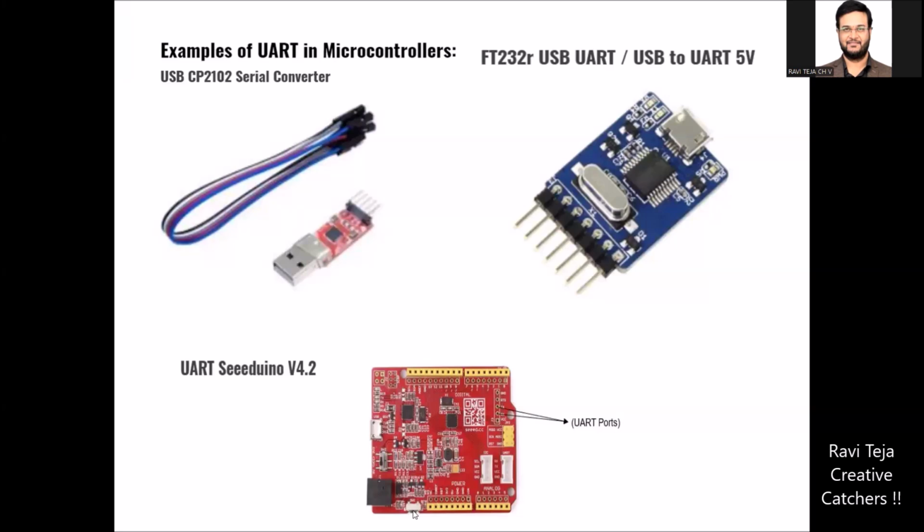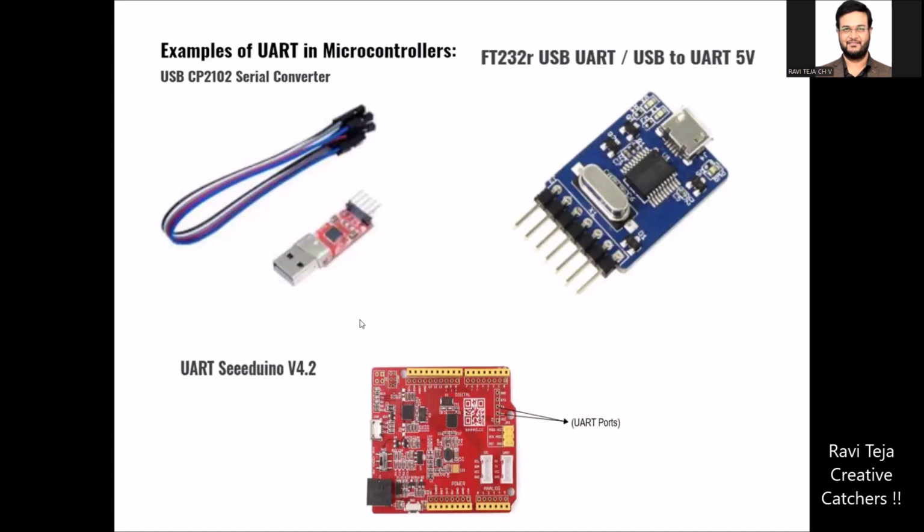Let's see some of the hardware modules which are used for UART communication. If you see over here, this is a USB CP2102 serial converter. We also have different types of FTDI converters, mainly used for UART communication. If you are using an ESP32-CAM or NodeMCU, sometimes we need to use these kinds of UART modules, which work for serial conversions or USB to UART conversions and so on.